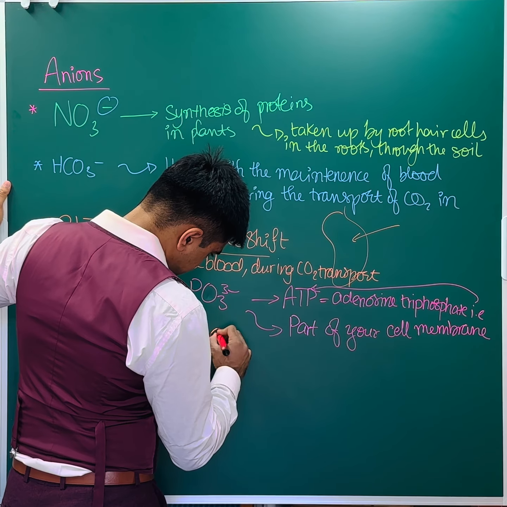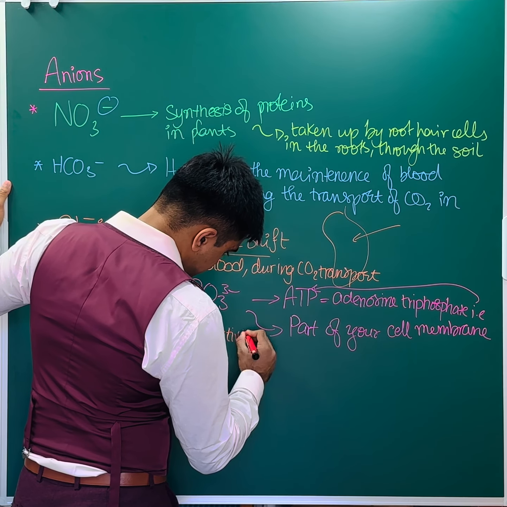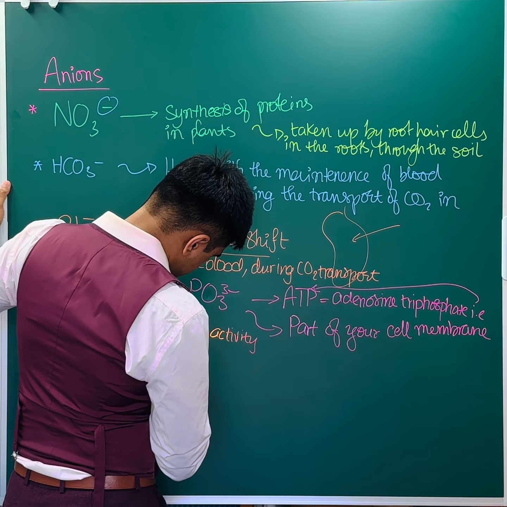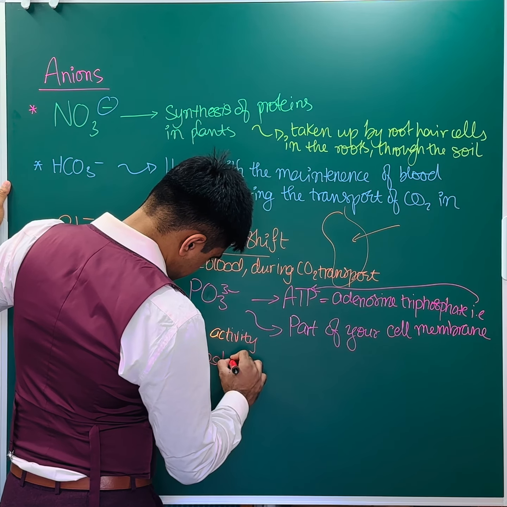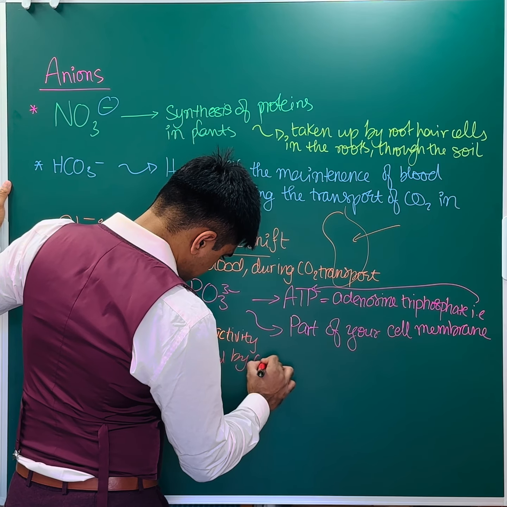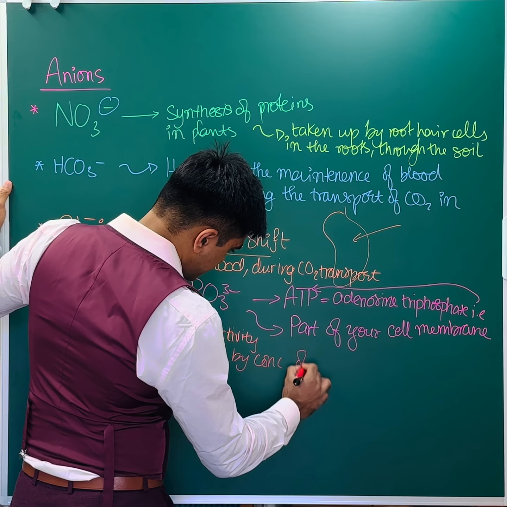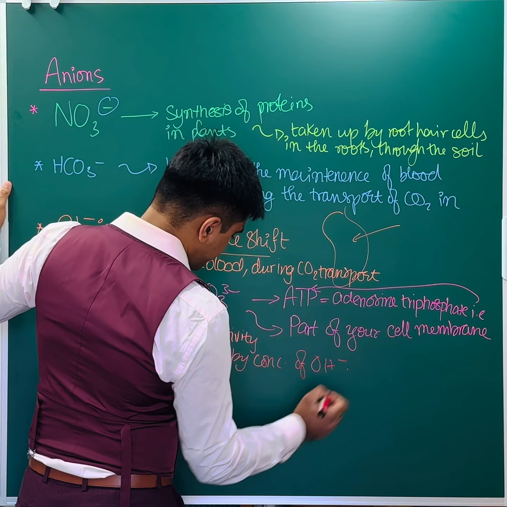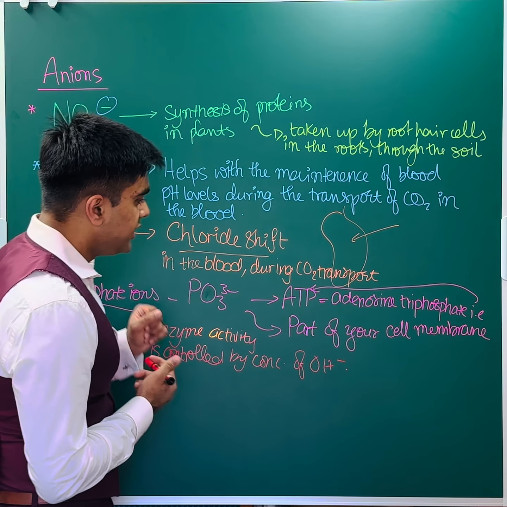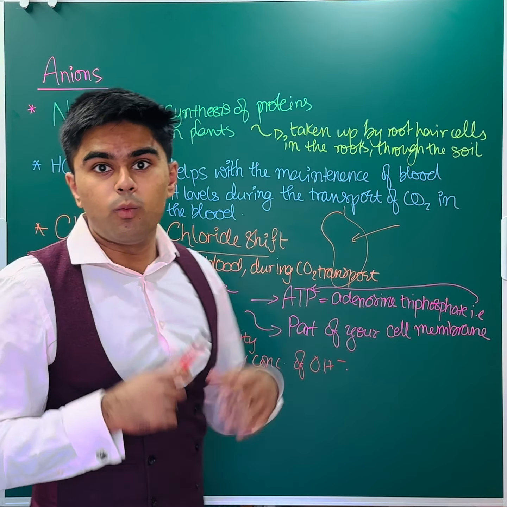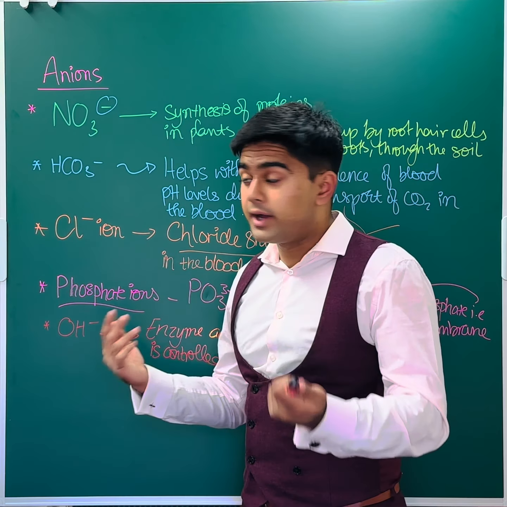Enzyme activity is controlled by the concentration of OH minus ions. Okay, so these are all of your anions that you need to know. So let's just go over them once more and then we should be done for ions.